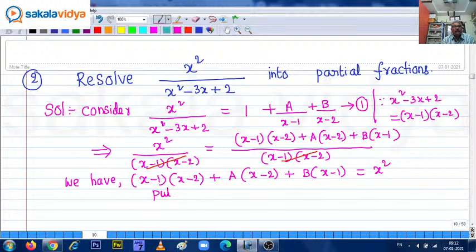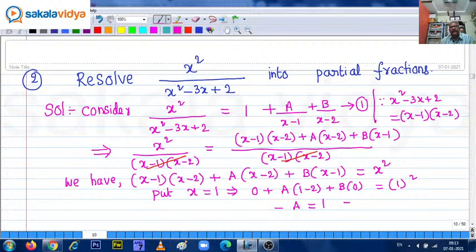Here put x is equal to 1. If you put x is equal to 1, the x minus 1 becomes 0, this also becomes 0. 0 plus a times 1 minus 2 plus b times 0 equals 1 square. So this is minus a equals to 1. That implies a equals to negative 1. This is the a value.